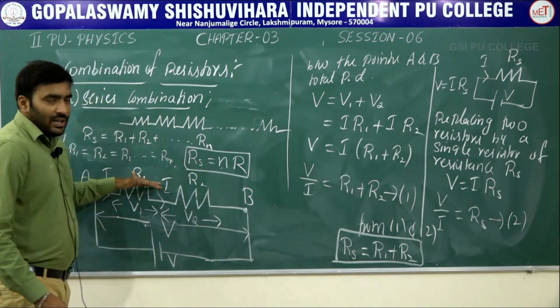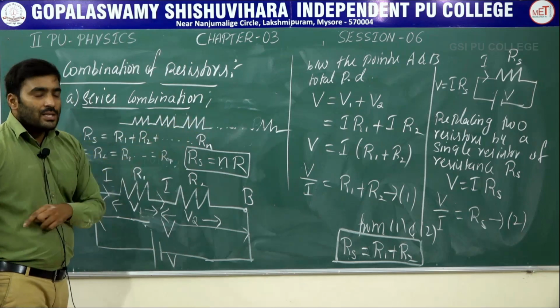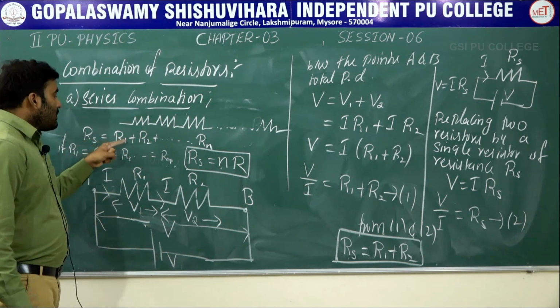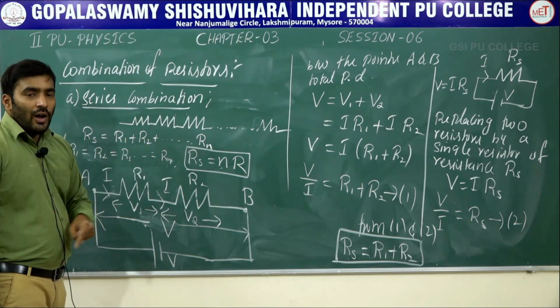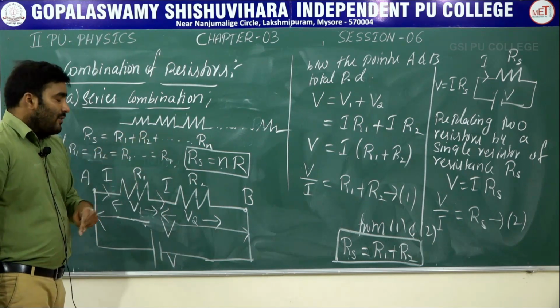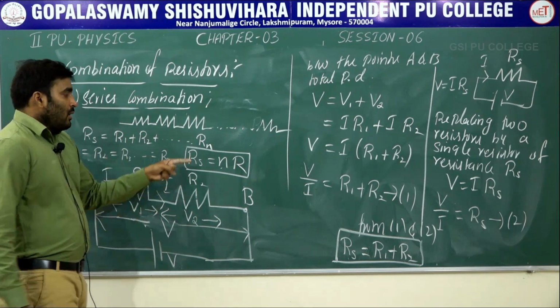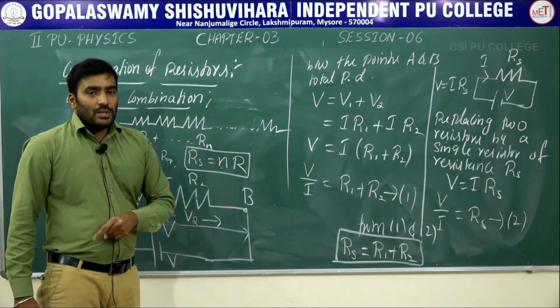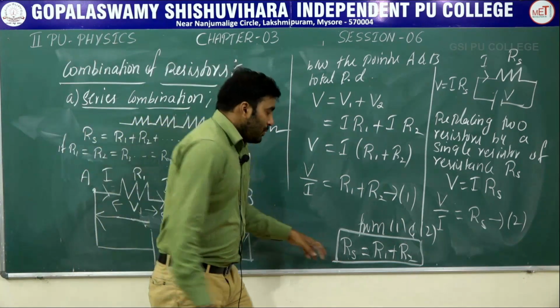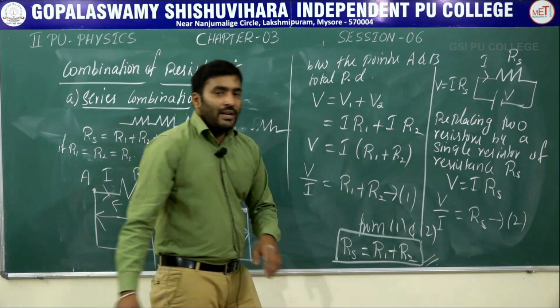And this one is a special case where we have connected n number of resistors, so that Rs becomes R1 plus R2 plus etc. up to Rn. If all the resistors have the same value of R, then the effective resistance becomes N times R. So in our examination, up to this equation will be enough.